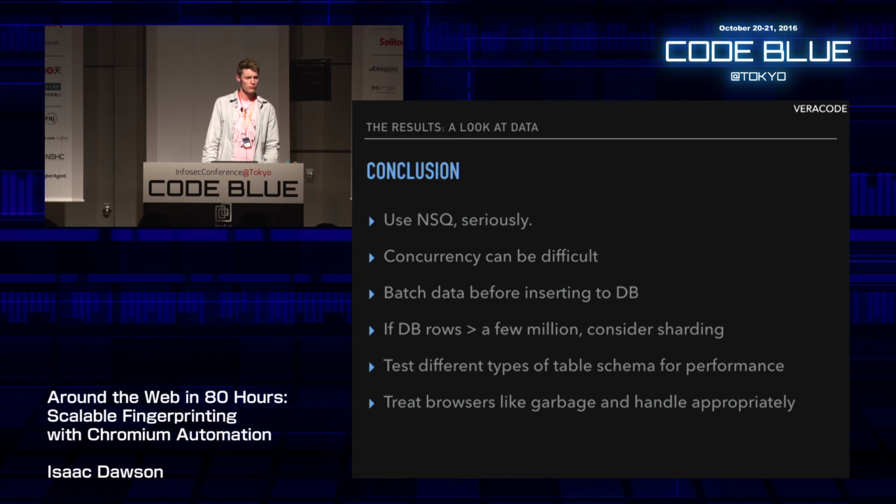If you have database rows greater than a few million, look at sharding if you need to. Obviously, look at your performance and determine that way. And absolutely test different types of table schema, whether you're going to normalize certain things or denormalize other things. You really got to play around with large data sets to see what your performance will be like. And finally, treat browsers like garbage. They will have bugs, they will crash, and you really, from your code, need to handle those conditions. If you don't, your system just won't work.